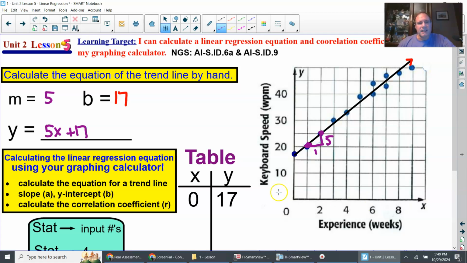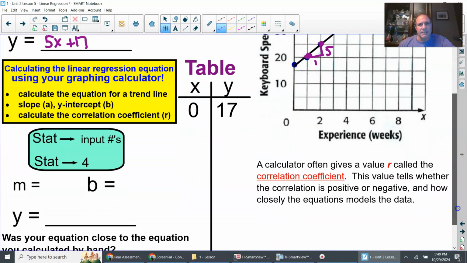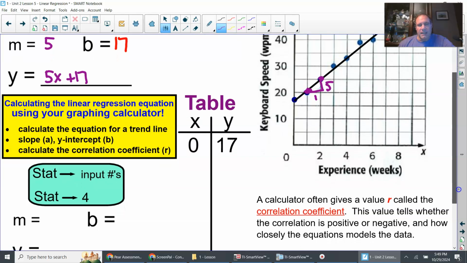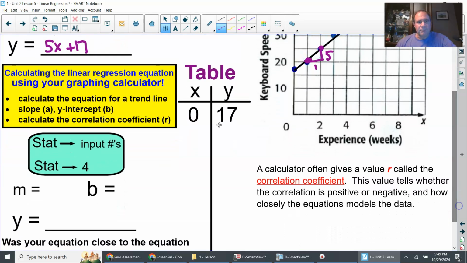So we're going to take these points in the scatter plot and put them on a table of values. And I'm going to put them on a table. This 0, 17 is right here. Then I'm going to go 120 and 225.